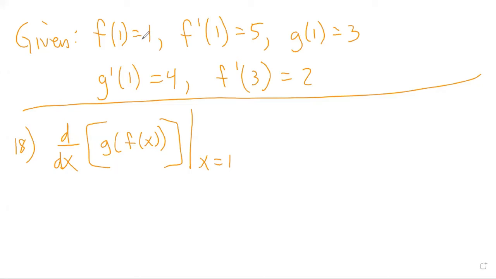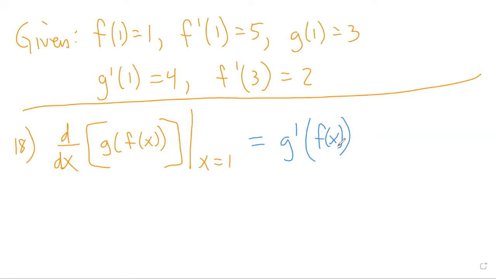Okay, so we're given all these facts up here, and the goal is to find the value of this expression. Here inside, we have a composition of functions, and we want to find the derivative. So what we can do is take the derivative of the outer layer first. That'll be g prime, and then the inner function is still kept and preserved.